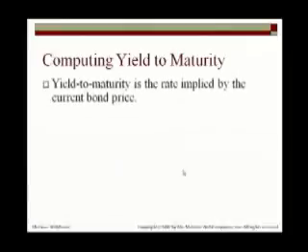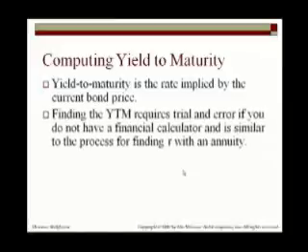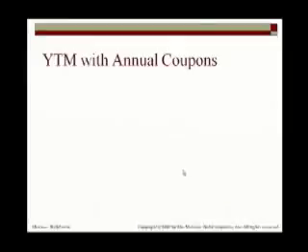Computing yield to maturity on a bond, generally if we're doing this with a financial calculator, we would calculate the interest rate, or if we're doing this with a spreadsheet, we'll use the rate function. But the yield to maturity is a rate that makes the present value of the promised payments equal to the price of the bond. And we find the yield to maturity by using the rate function on Excel. So let's get to an example.